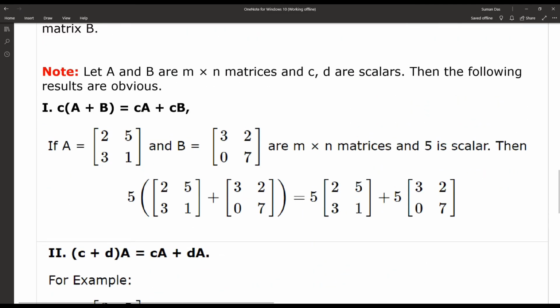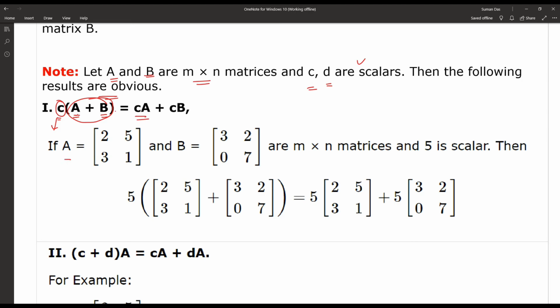Now suppose we have two matrices A and B, and both are of order m cross n, and C and D are scalars. Scalars means some number, some integer value. Then the following results are obvious. Suppose we are adding two matrices A and B, and after that we are multiplying it with a scalar, that is C. So the result must be the same as C into A plus C into B.